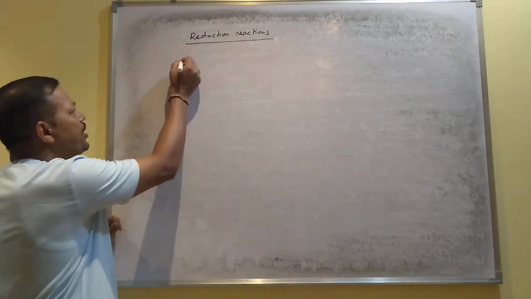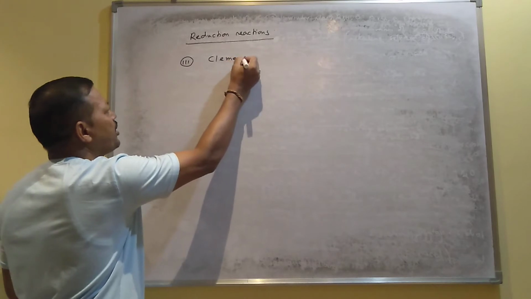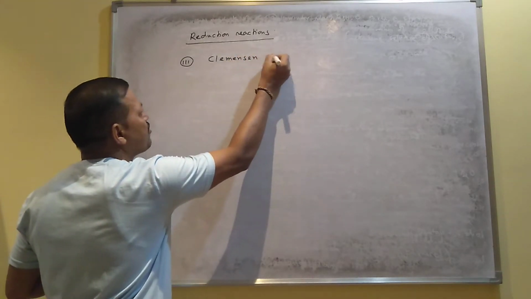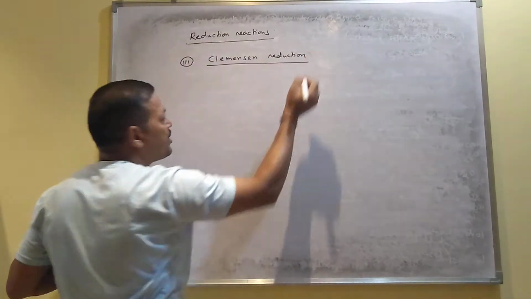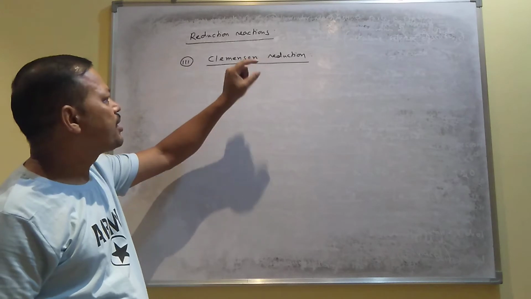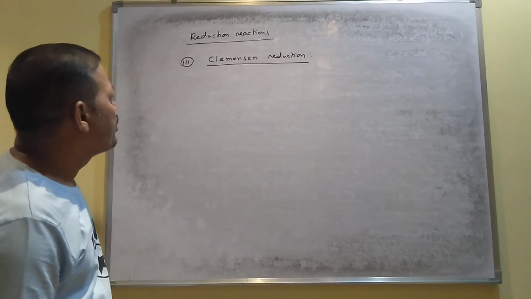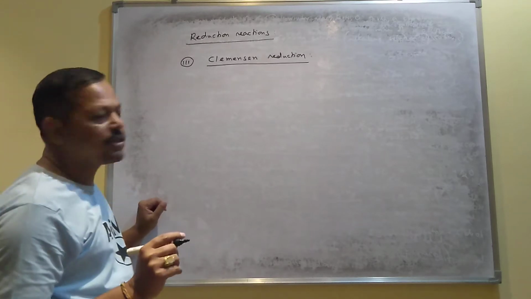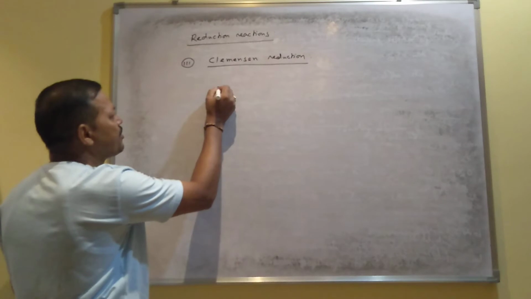Okay, number 3 reduction, very important, which is called Clemmensen reduction. Very important reaction. Clemmensen is the name of a scientist, and reactions which are named after scientists are always important. So Clemmensen carried out this reduction, that's why the reduction is called Clemmensen reduction. The reaction is like this.